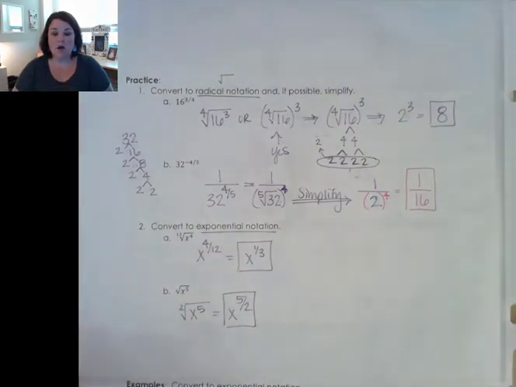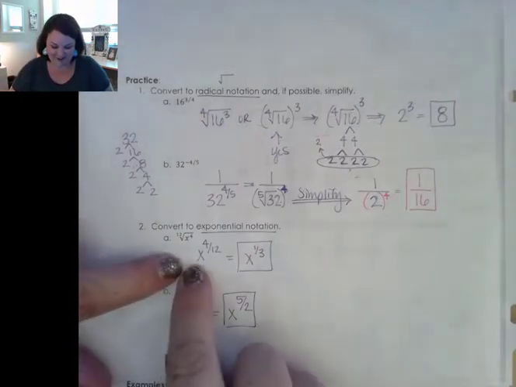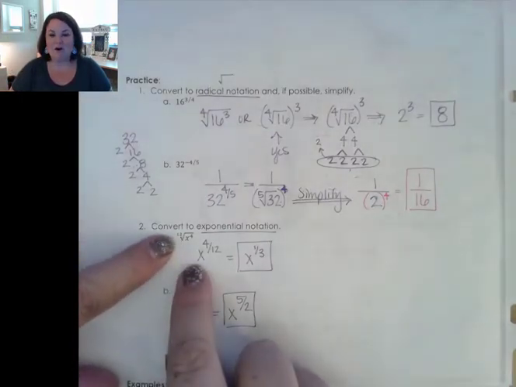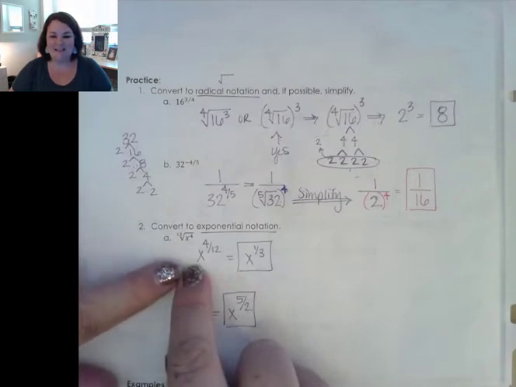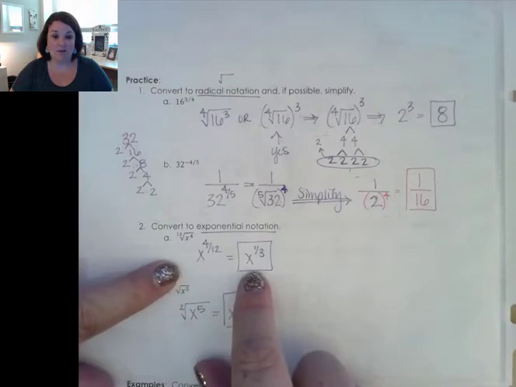All right, let's look at number 2. Number 2, we're starting out with radical notation, and we're moving it into exponential notation, not rotation. All right, so here our power is 4, our root is 12. So we write it as x to the 4/12, which then reduces to x to the 1/3.